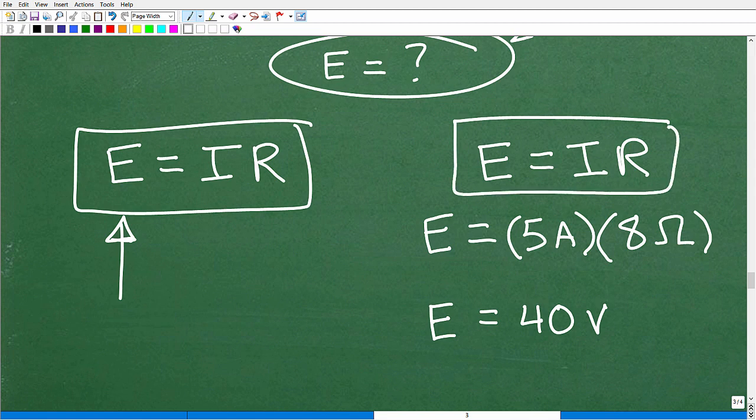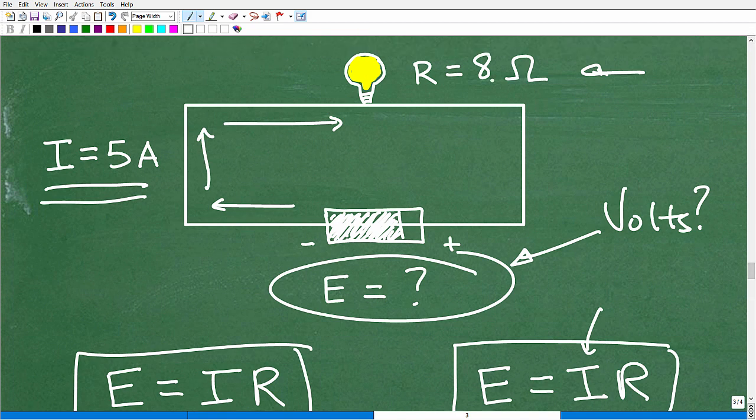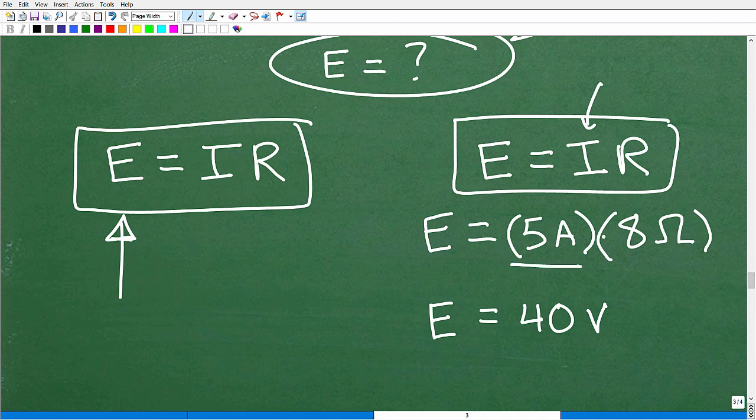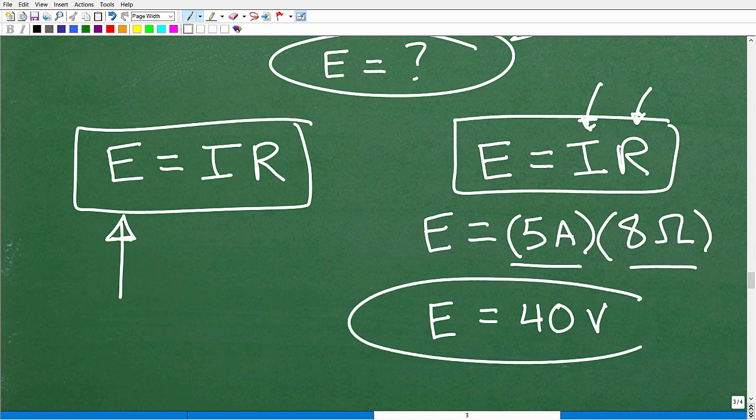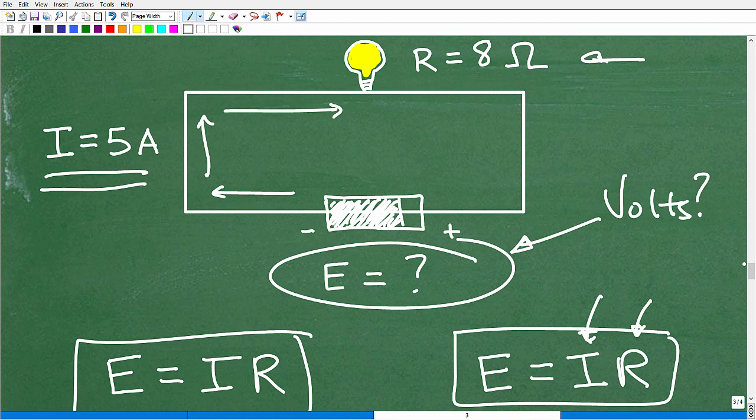So E equals IR. I'm going to plug in my I, which is my current. Let's just review: the current of the circuit was 5 amps and the resistance was 8 ohms. So I'm going to plug in 5 amps for my current. My resistance is 8 ohms. Let's make sure we put in the units of measure. And then our answer, amps times ohms, is going to give us what? E. It's going to give us volts. So the voltage is going to be 40 volts in this circuit.